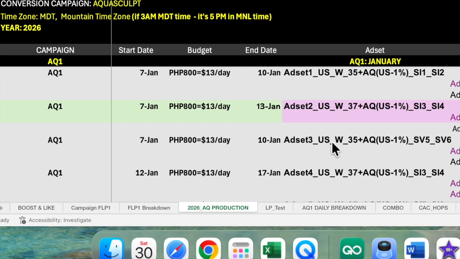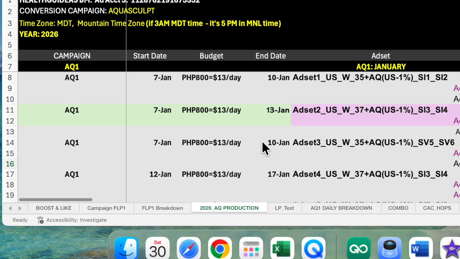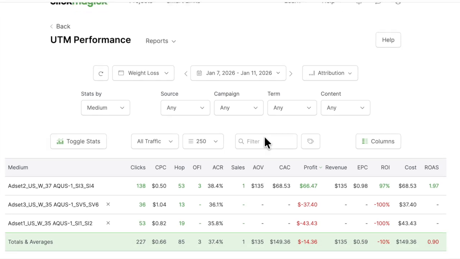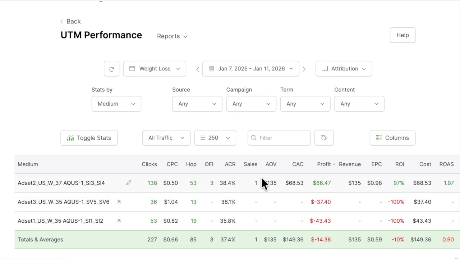As you can see here, this is my Excel worksheet. When I just started my affiliate marketing business, I did not have any tracking software, so I just did it manually. But now, I use Clickmagic as my tracking software, so I can easily see what is going on in my campaign.